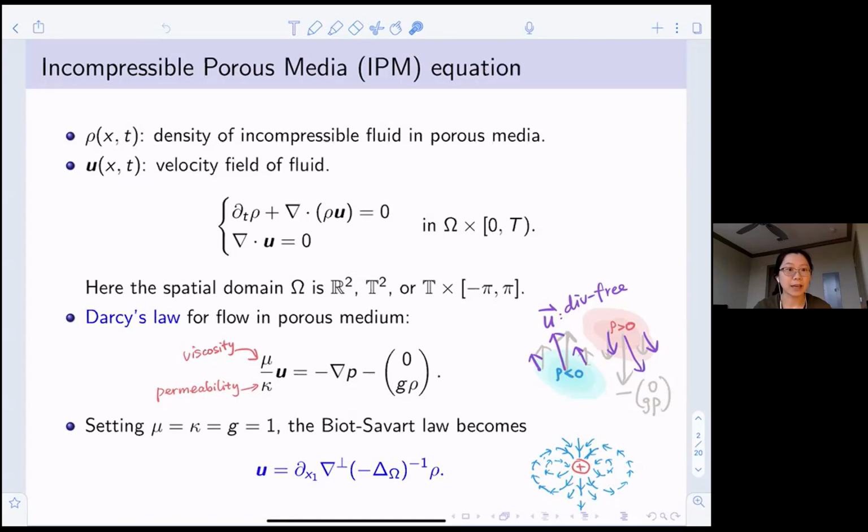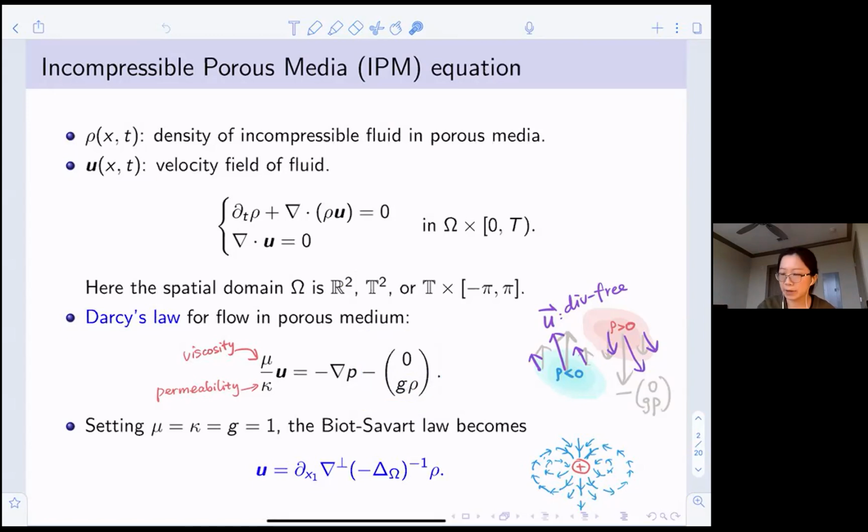velocity field actually obeys Darcy's law, which says that the velocity is directly proportional to whatever force is dragging the fluid. Here the only force dragging the fluid is the gravitational force, which is pointing downwards, and it is proportional to the density rho with the proportionality constant given by g. We are going to set g equal to 1. So that is the force acting on the fluid.